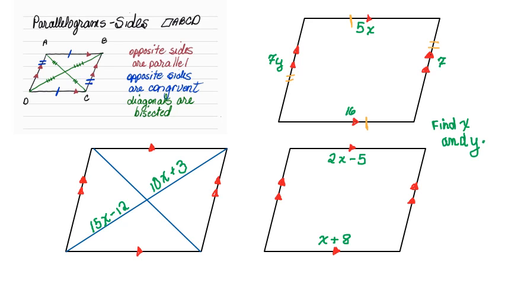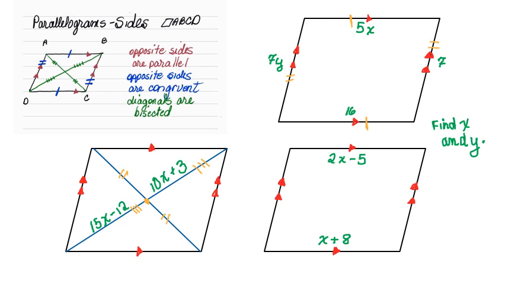Next, they have diagonals that bisect. Bisect means cuts in half. So the middle part has a midpoint to it. And now we can do all those really great little things here of being able to set the algebra to the geometry.